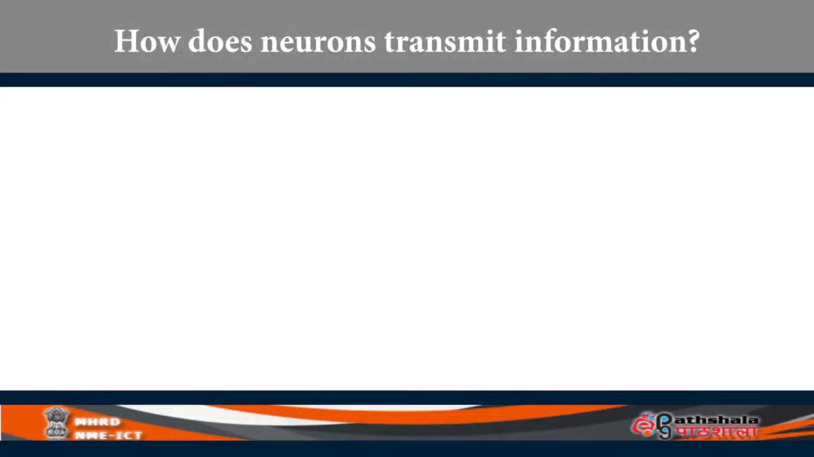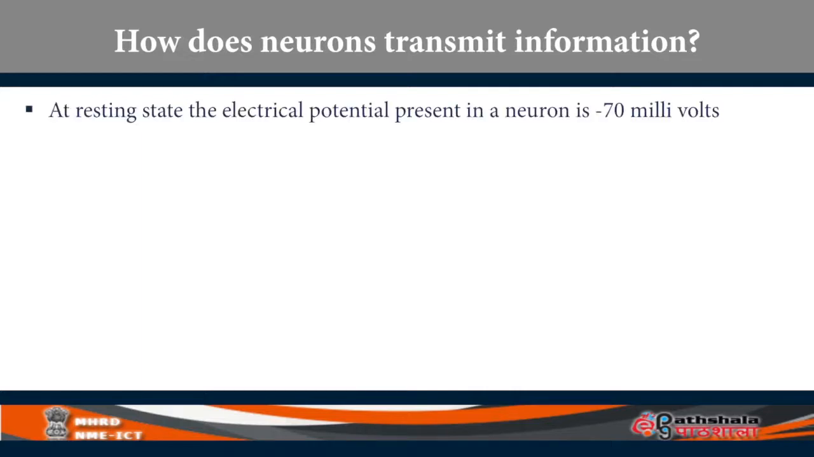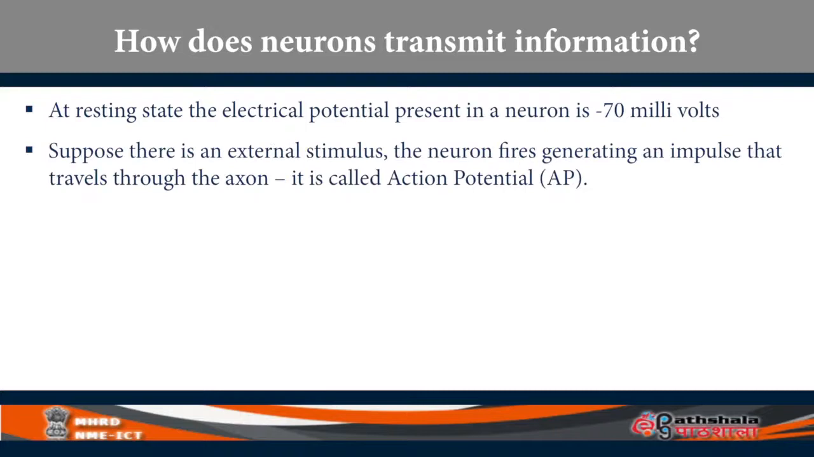So, how exactly do neurons transmit information? When you are just lying down, there is no activity, you are closing your eyes, you are at resting state, the electrical activity within a neuron is about -70 millivolts. Now suppose there is an external stimulus, somebody pinches you or you see some flashlight, then there is a change in the electrical activity. From -70 it might go to -90.